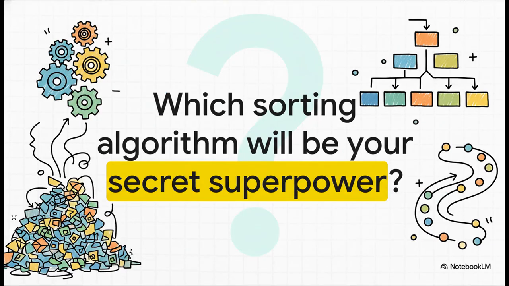Look, understanding these fundamental building blocks is more than just some abstract theory, right? It's about learning to solve problems efficiently and elegantly. It's knowing the best way to bring order to all that chaos. So the next time you face a mountain of messy data, which of these superpowers are you going to choose to wield?